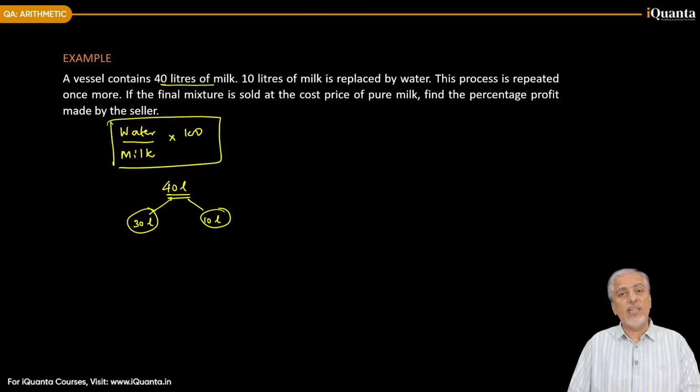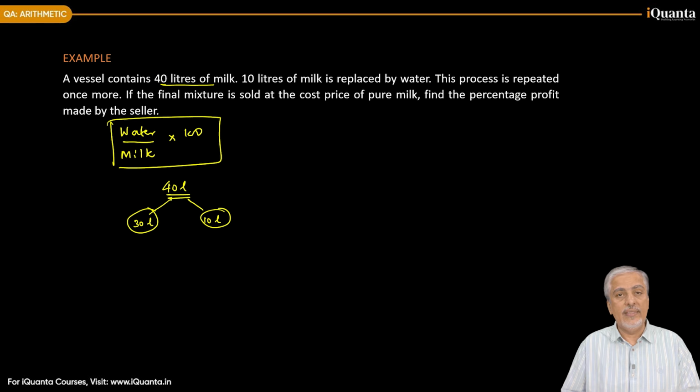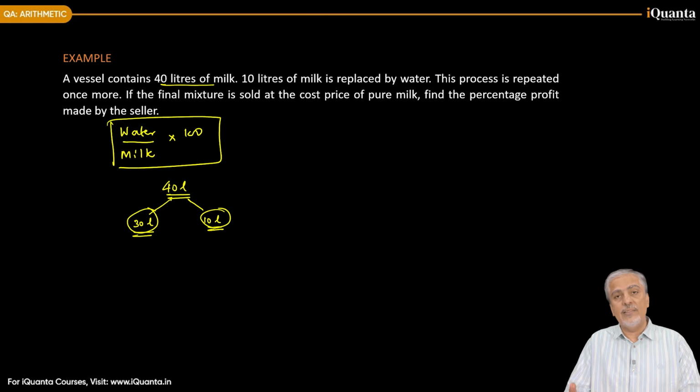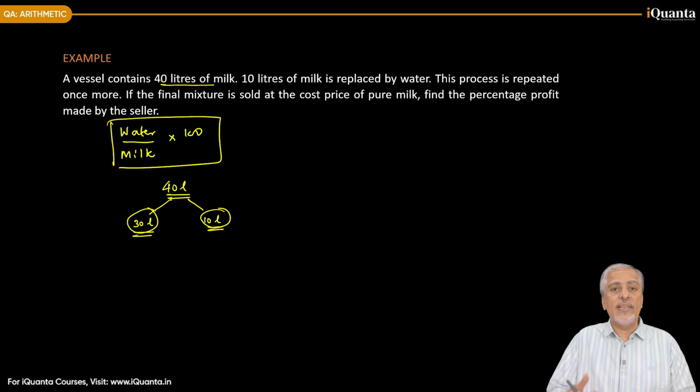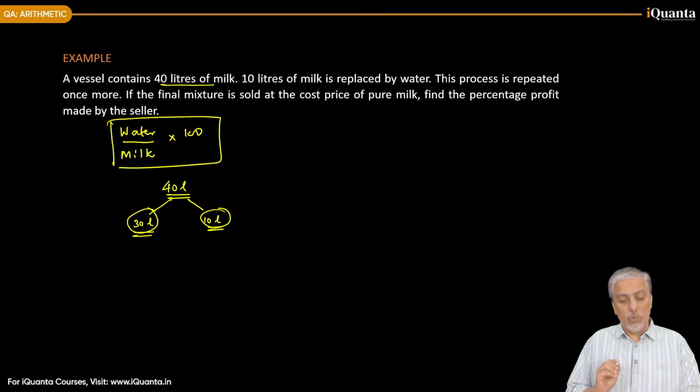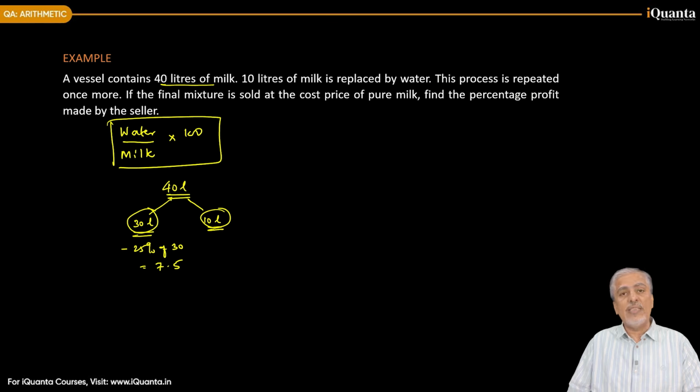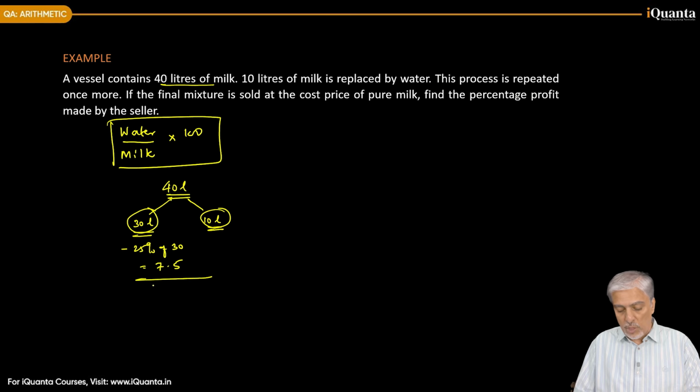10 liters out of 40 is 25%. That means the amount of milk which will come out will be 25%, and the water which will come out will be 25%. There is never a need to calculate the liquid which is coming out and going in, that is water. So don't waste your time calculating water. Only calculate milk. What is 25% of 30? It will be 7.5. That means after the two transactions, the amount of water left will be 22.5. And therefore, automatically, because the total is still 40, milk will be 17.5.